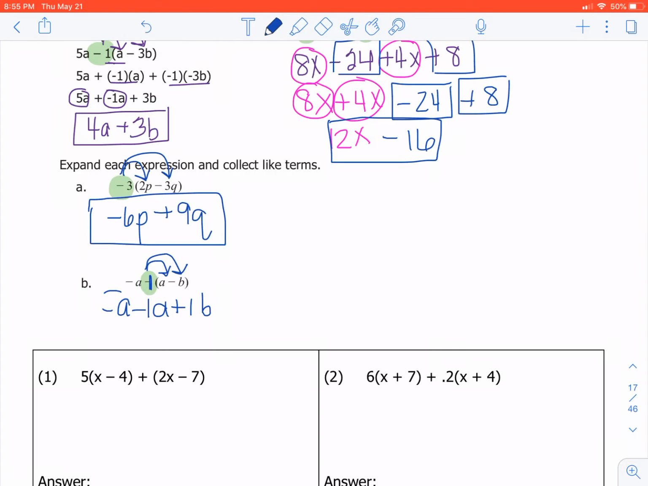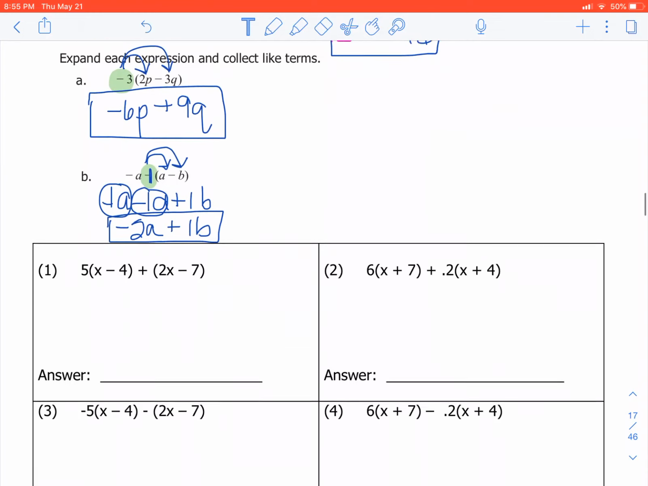And now I'm going to add those like terms. I have a -1a, that becomes -2a. And then plus 1b. Now, once I have an a and a b, I can't go any further. That is my answer. Those are not like terms, so I cannot combine them. I said that wrong. All right, go ahead and try those.